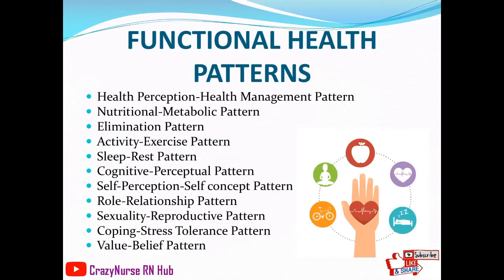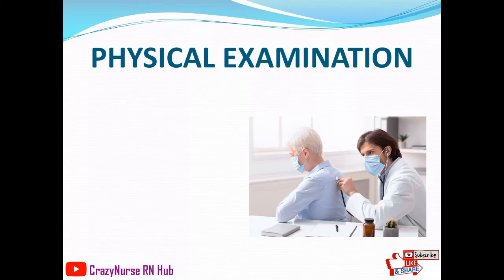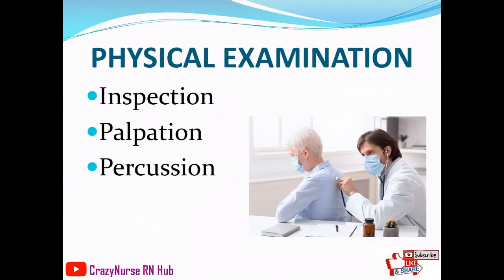Now we're done with the functional health patterns. We'll proceed with the physical examination. Vital signs including temperature, pulse, respirations, blood pressure, and oxygen saturation obtained by pulse oximetry are important data to collect before examination of the respiratory system. Physical examination has 4 techniques. We have your inspection, palpation, percussion, and auscultation.